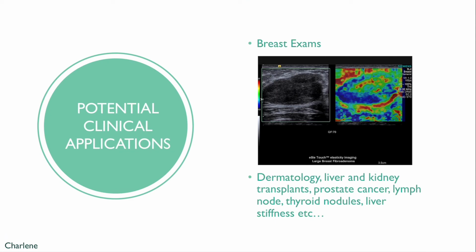Elasticity imaging is also used for monitoring tumor ablation and used in chemotherapy. New elasticity imaging applications are used in dermatology, evaluating liver and kidney transplants, detecting prostate cancers, lymph nodes, thyroid nodules, liver stiffness and cirrhosis, and the list goes on. Elasticity imaging in the clinical world is used in a vast number of applications, and they are constantly being improved as technology advances.